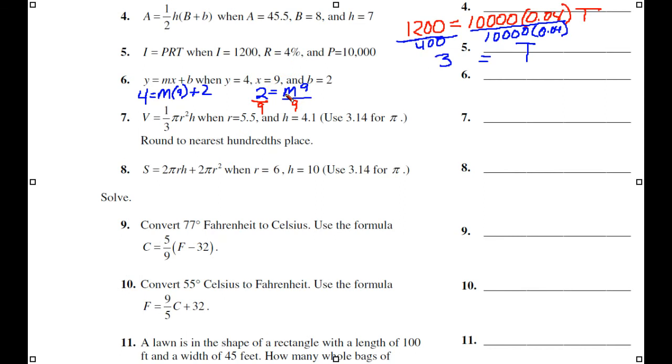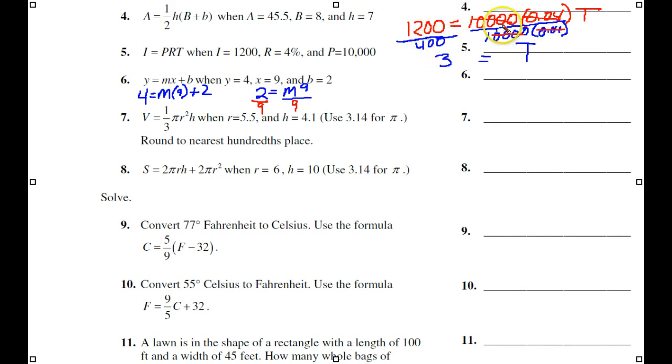Yeah, it would be a little better if I had a little bit more room here to write things out. But there's, for number 5, our interest formula. Interest is 1,200. The principal is 10,000. The rate is 4% that we have to put in as a decimal. We don't know the time. So we're going to divide both sides by what's over here.